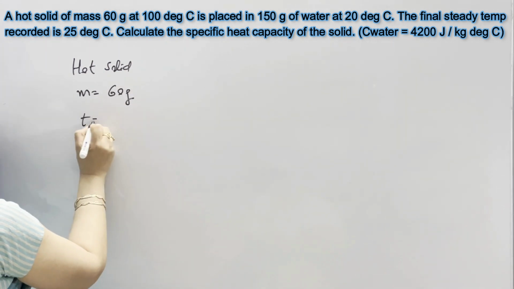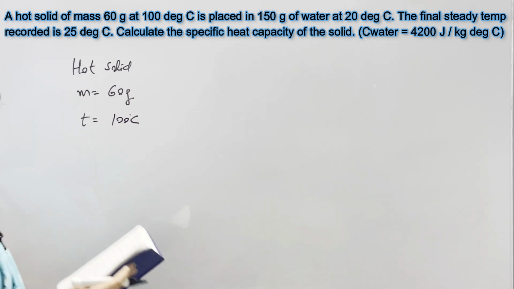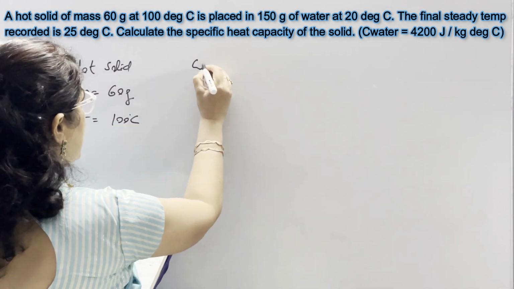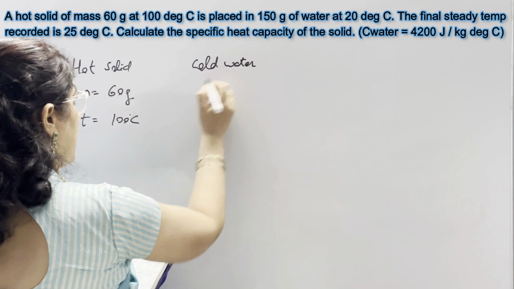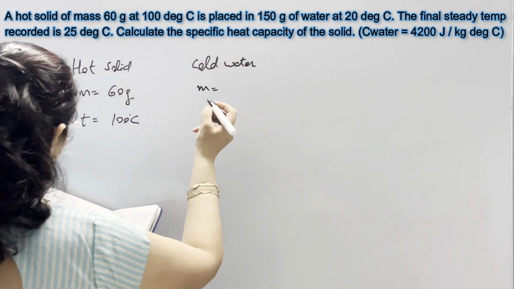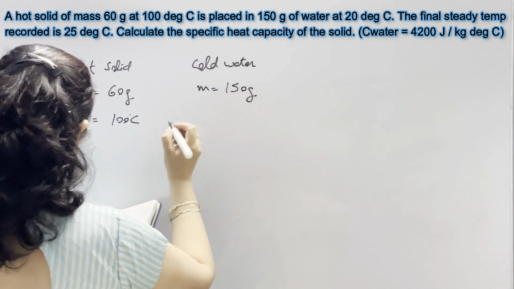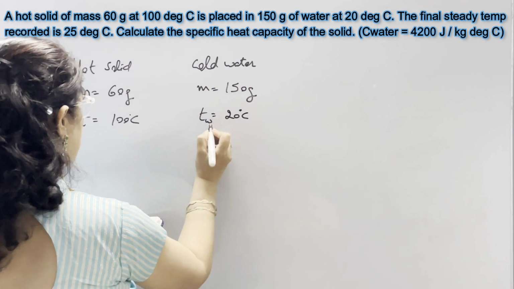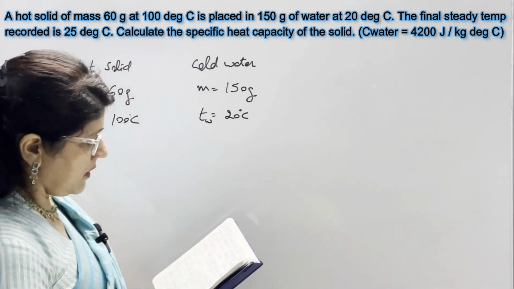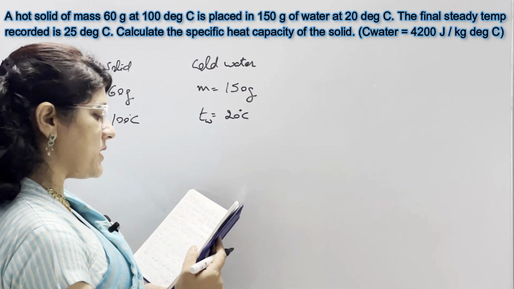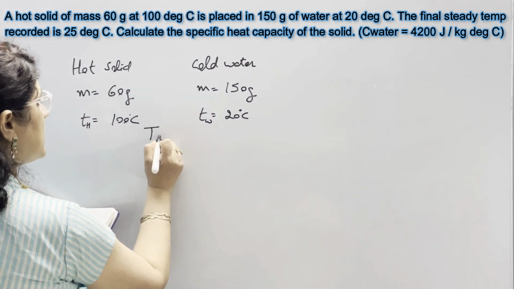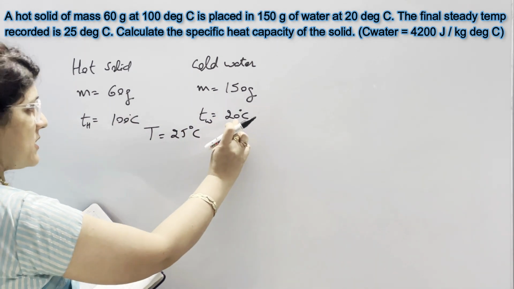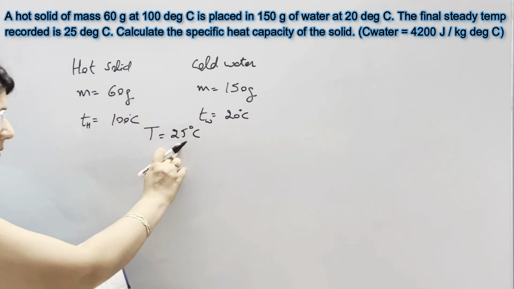at 100 degrees Celsius. Temperature is given as 100 degrees Celsius, and it is placed in 150 gram of water at 20 degrees Celsius. It means cold water, and its mass is given as 150 gram. Temperature of water is 20 degrees Celsius. The final steady temperature recorded is 25. Final temperature is 25 degrees Celsius, which is in between these two. This is the lesser one, this is the greater one, this is the final temperature.